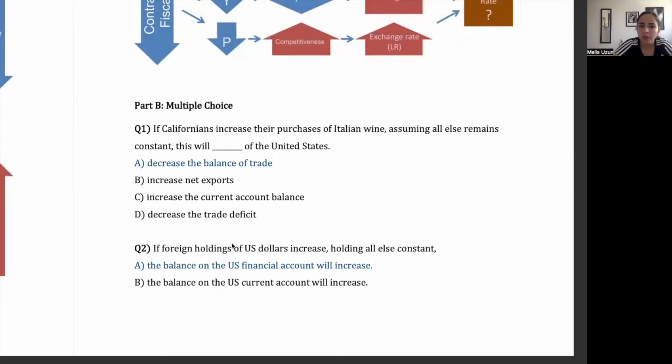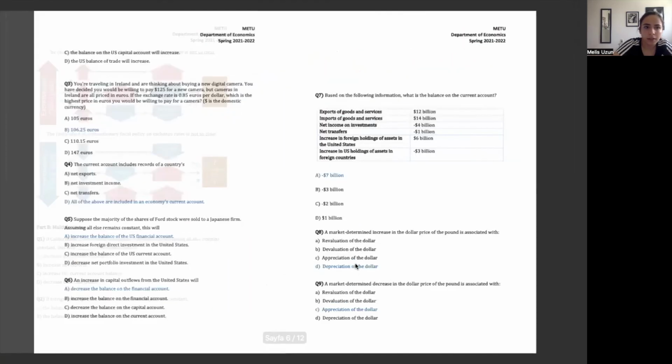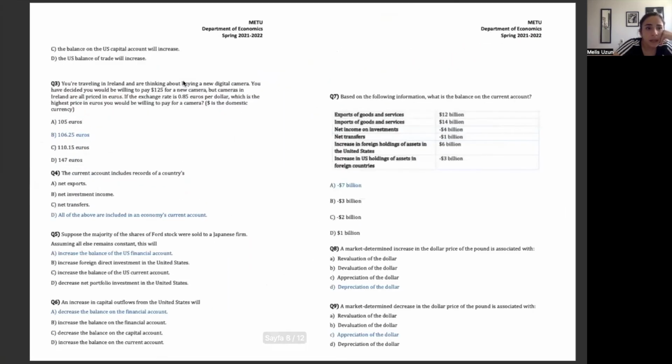So if foreign holdings of US dollars increase, holding all else constant, because foreign holdings is a financial account, it's included in the financial account, and if it increases, the balance on the US financial account will increase. That's why option A is the right answer.